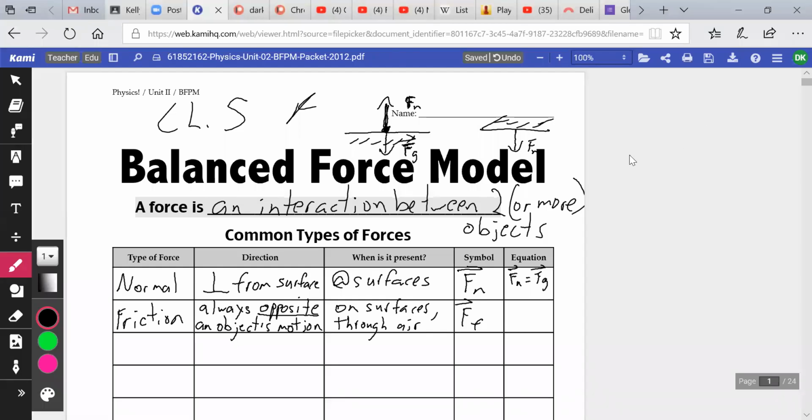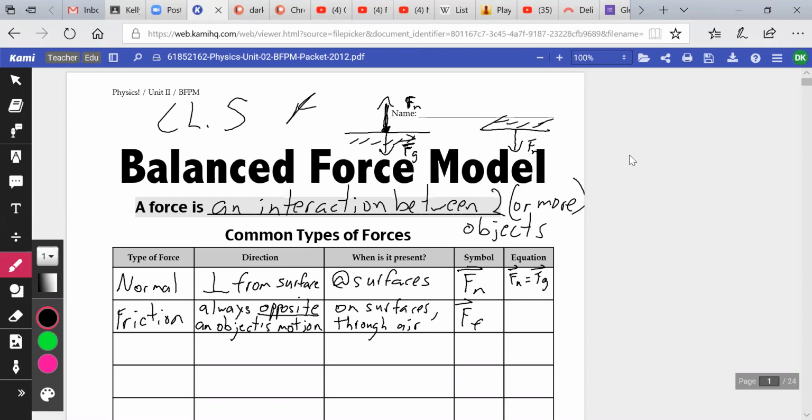So just to repeat, the types of forces so far we have is normal force. It's perpendicular from the surface. When is it present? At surfaces. Symbol Fn. And here's our basic equation: normal force is equal to the force of gravity. Now, that's the basic equation in this case.